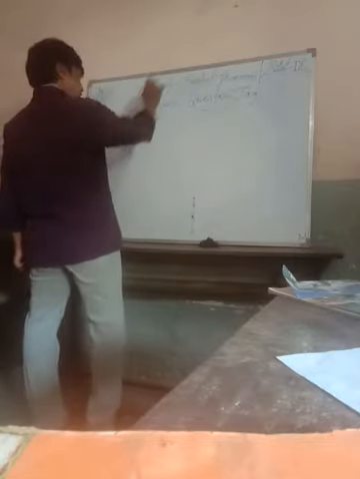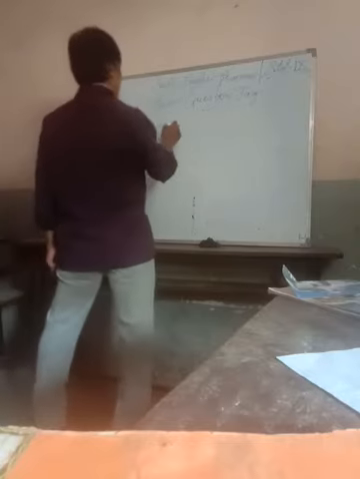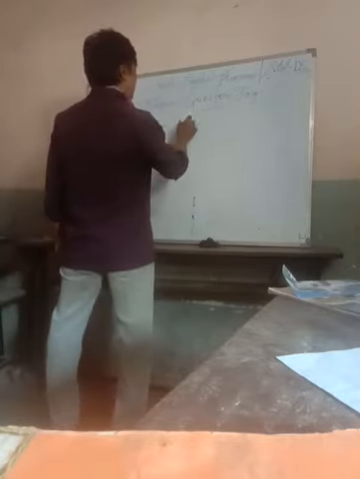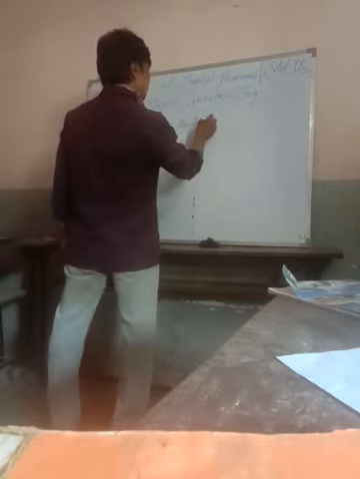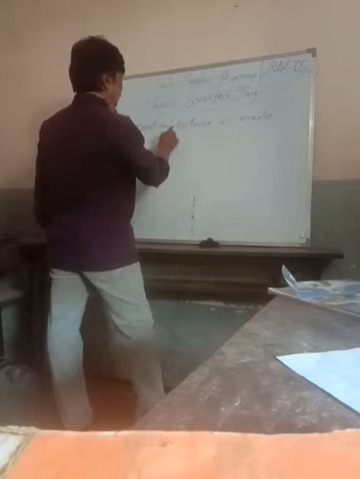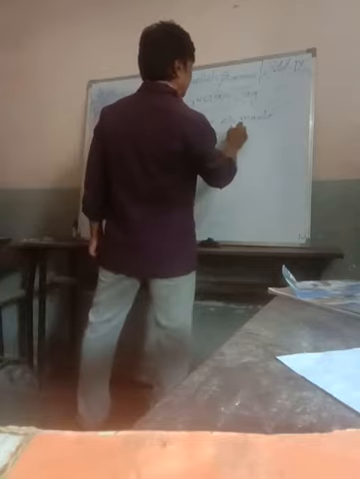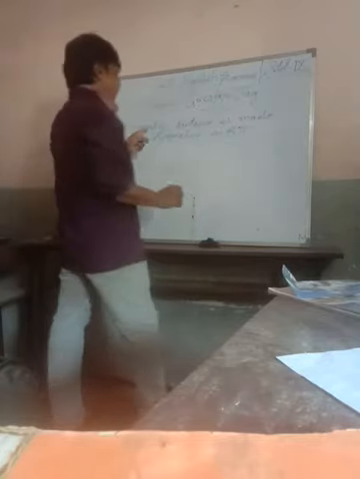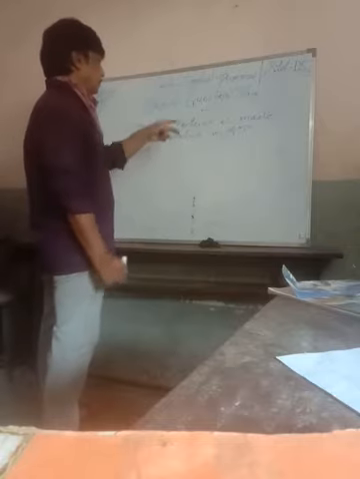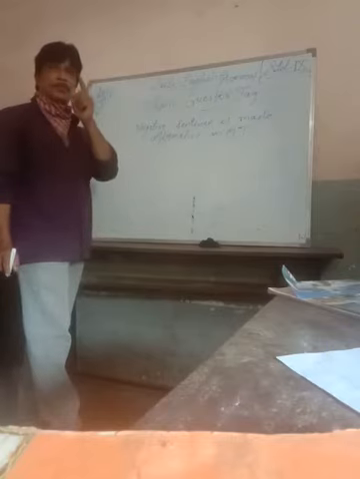Rule number 2. What is it? Negative sentence is made affirmative in question tag. Look here now, negative sentence is made affirmative in question tag. It means if the sentence is already in the negative form, the question tag will be in the affirmative.